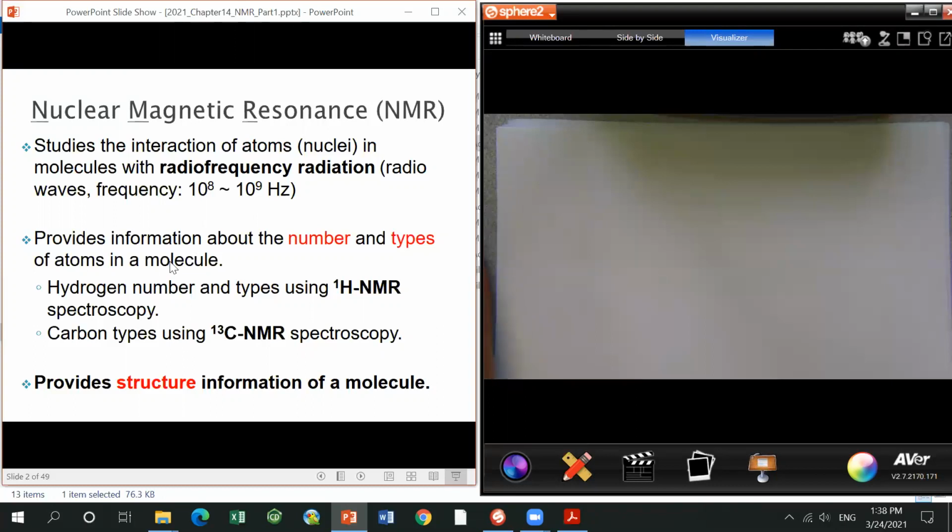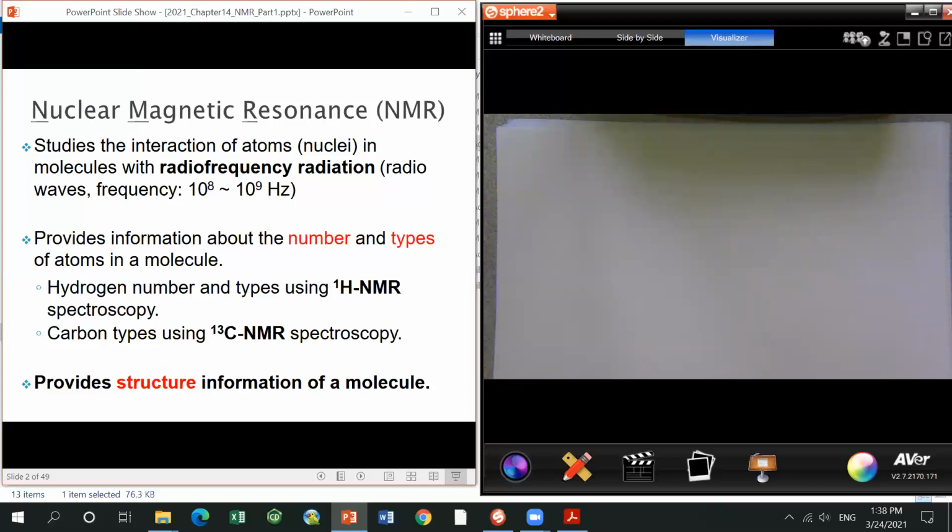There are a lot of atoms that can show an NMR spectrum, but in organic chemistry 1 we only study proton NMR and carbon NMR. H1 means proton, which is one isotope of hydrogen, and C13 is one isotope of carbon. C12, the most abundant, is not NMR active. These provide spectrum and structure information.